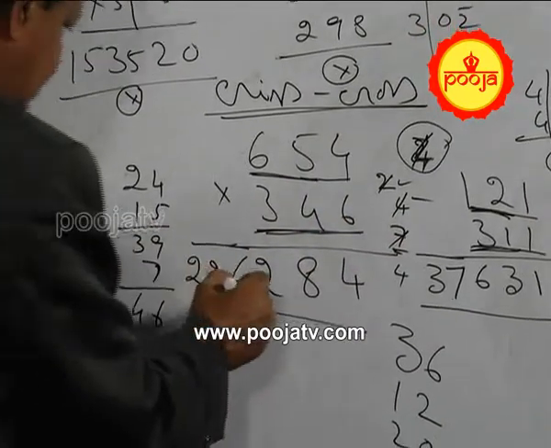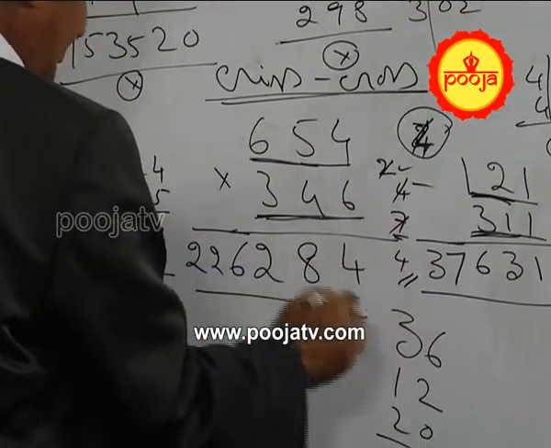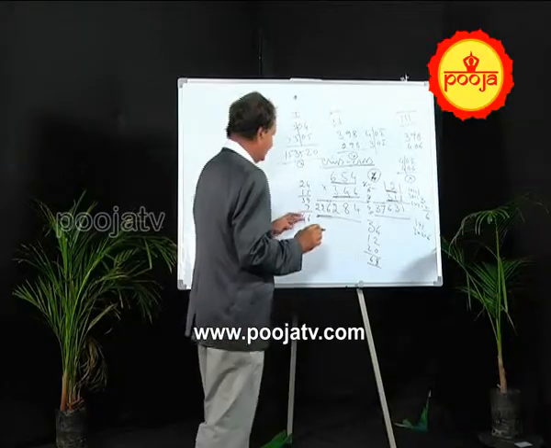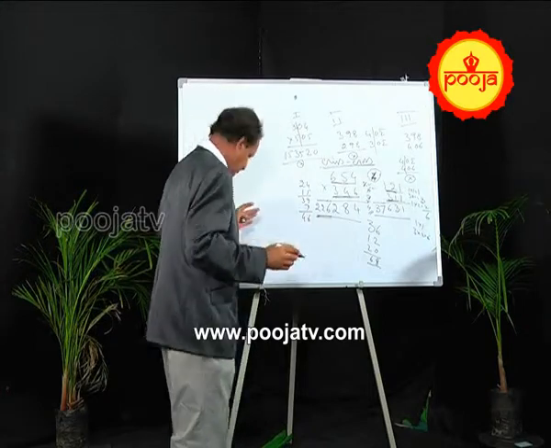So, you write 6 here and 4 outside. And finally, 6 into 3, 18 plus 4, 22. Okay, I hope it is clear. Shall I do one more thing?